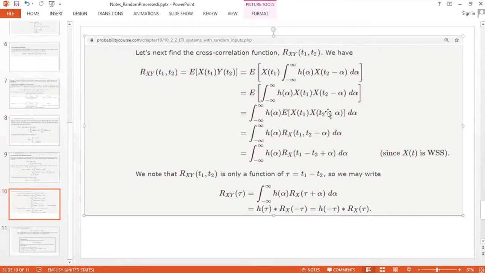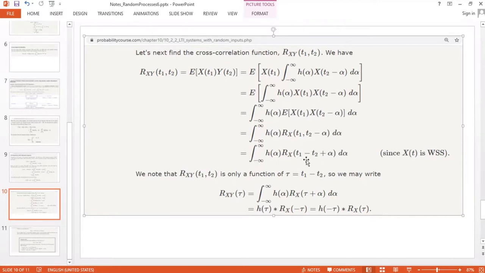So it's like an autocorrelation function of the random process X(t), that is Rx. One time is t1, another time is t2 minus alpha. And since it is wide sense stationary, Rx(t1, t2 minus alpha) is actually equal to Rx(tau), Rx of t1 minus this second time, so t1 minus t2 plus alpha.